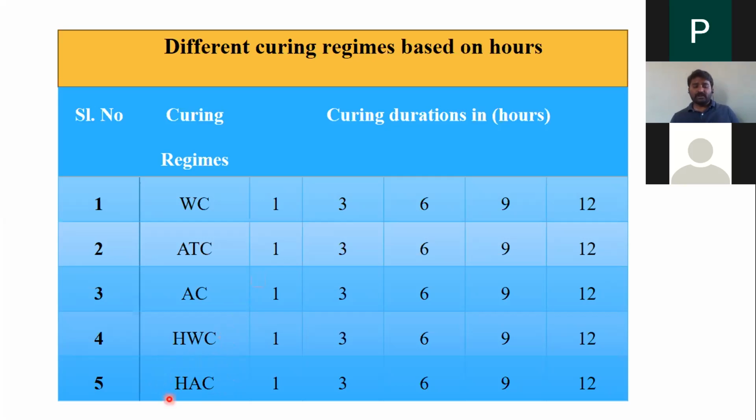The last one is hot air curing. Once we have removed the cubes from the molds, we'll keep them in an oven at different temperatures. This we got from one of the literature from China. They said that as you increase the temperature to 100 degrees Celsius, 120, 130, 140, at each temperature the strength of the reactive powder concrete was increasing. So that's why we wanted to try. We wanted to see how the temperature will affect my compressive strength. So these are the durations that I've tried: 1 hour, 3 hours, 6 hours, 9 hours, and 12 hours. At all these parameters, I've tried different temperatures and how they behave.